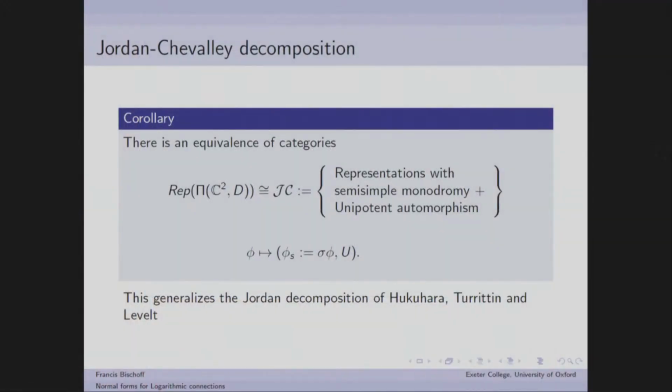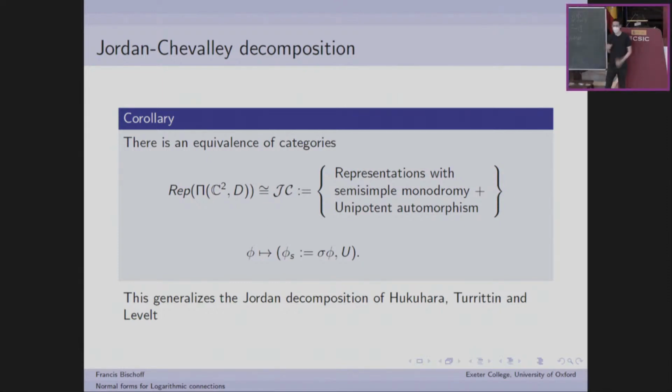And this is a very functorial procedure, so you actually get an equivalence of categories. It's actually an isomorphism of categories. There's an equivalence between representations of this twisted fundamental groupoid and this category that I'm calling JC, for Jordan-Chevalley. The objects are just tuples: a representation of the groupoid with semisimple monodromy and a unipotent automorphism. The map is that we extract the semisimple part, and we keep the unipotent part of the monodromy, which is an automorphism. Remember, at the beginning I told you about this result of Levelt from the 70s. This is a way to generalize and reformulate it using Lie groupoids.